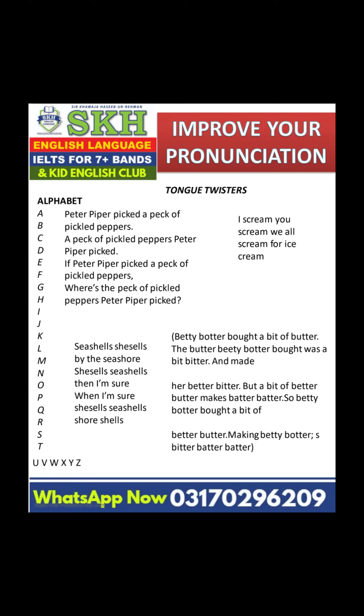Seashells, seashells by the seashore, seashells, seashells, then I am sure. When I am sure, seashells, seashells, short shells. Betty Butter bought a bit of butter. The butter Betty Butter bought was a bit bitter and made her bitter, but a bit of better butter makes better. So Betty Butter bought a bit of better butter, making Betty Butter bitter, better, better.